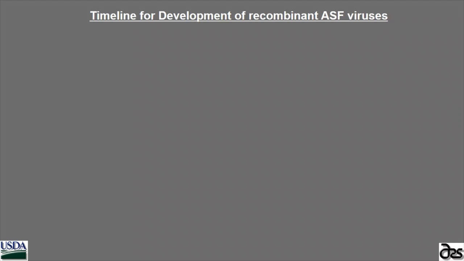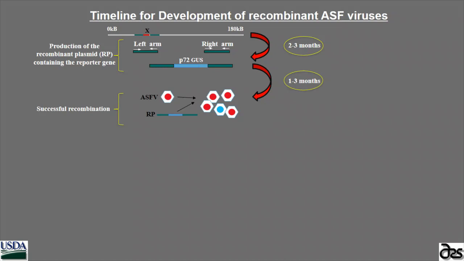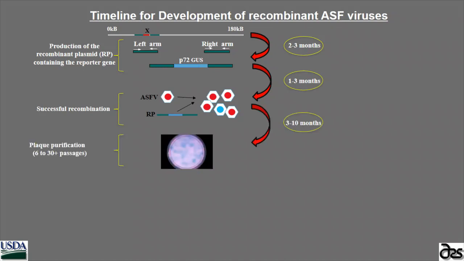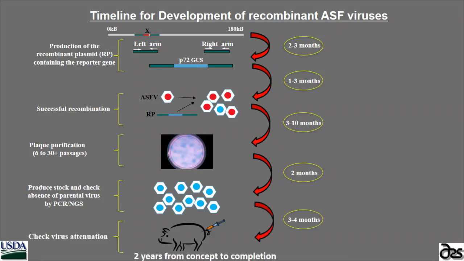Looking at the timeline for development of recombinant ASF vaccines, which was actually started in the 90s by Dan Rock's group, we found that for us it was taking about 2 to 3 months to make our recombinant plasmid, another 1 to 3 months to get recombination to work, another 3 to 10 months to start getting plaque purification, which could take up to 30 passages. A couple more months to produce a stock and check for the absence of parental virus by next generation sequencing and PCR, and a few more months to check for virus attenuation in animals. When this all came together, it was taking about 2 years from concept to completion.